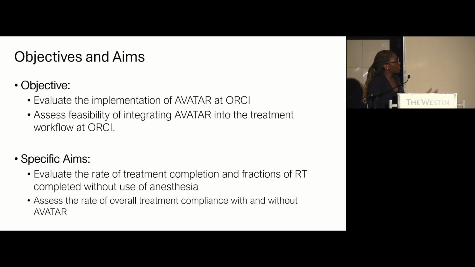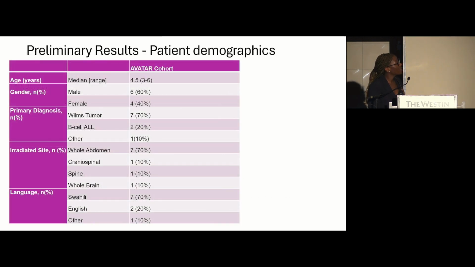And these were some of the objectives. Again, just looking at the number of fractions that were completed without Avatar, looking at overall treatment times, and then looking at, again, rates of treatment completion. Thankful to the residents at Ocean Road for sharing the data with me. So it's just a quick summary of the Avatar cohort, the 10 patients. Again, most of these patients were young, median age of about 4.5 years. Most were male. And again, the theme of Wilms continues. Most of the tumors that were treated were Wilms tumors, and the irradiated site was the whole abdomen.